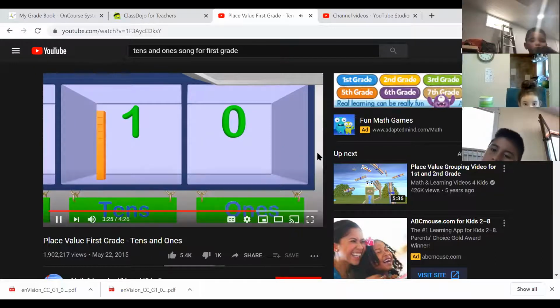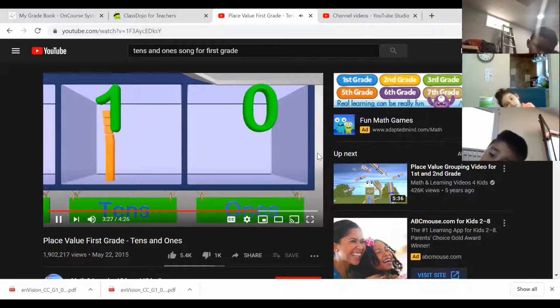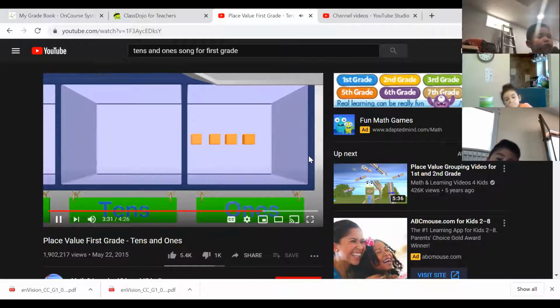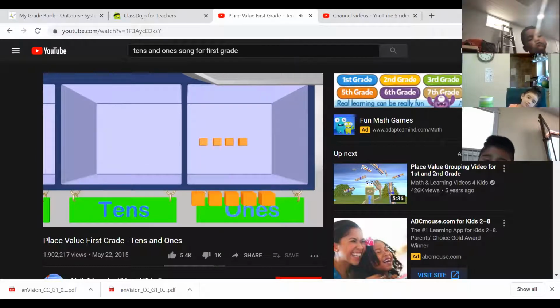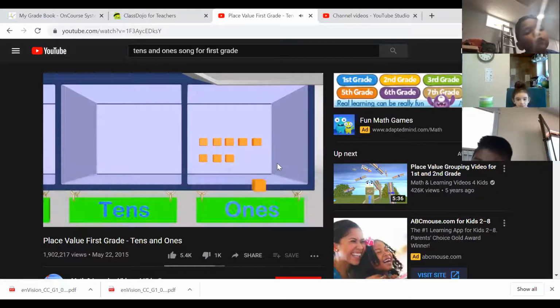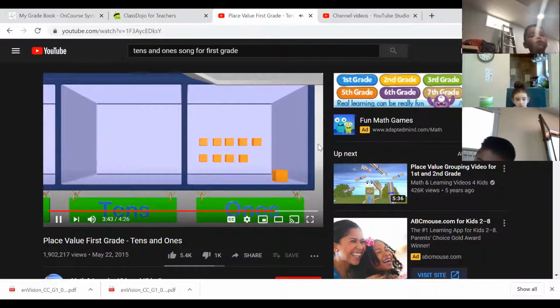This is some amazing stuff to learn. Let's look at another one. Here we have 4 ones blocks, and they go in the ones place. Now count with me as we add more ones blocks to the room. 5, 6, 7, 8, 9, and here comes one more. Uh-oh.